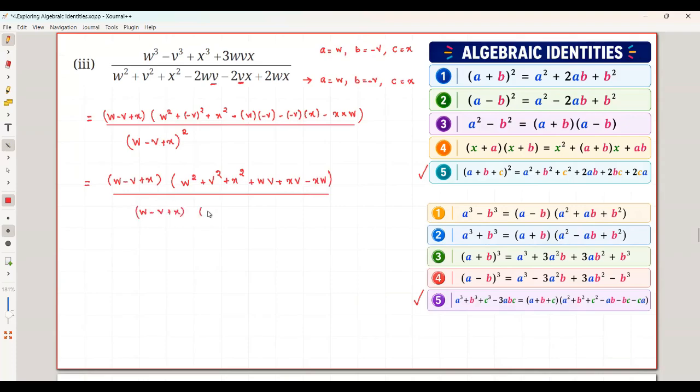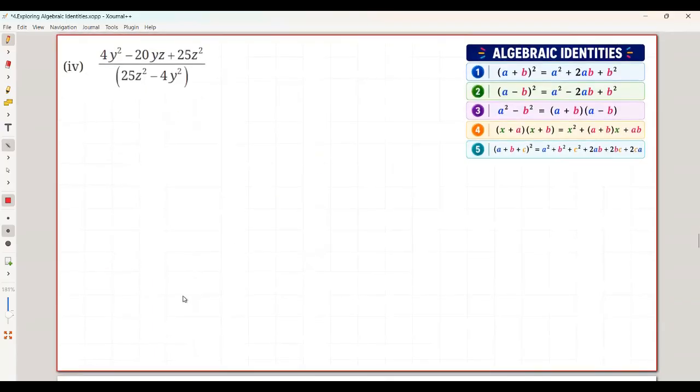So square means you can write it as 2 times W minus V plus X. Now W minus V plus X, W minus V plus X is getting cancelled. So balance remaining, this is the answer. W square plus V square plus X square plus WV plus XV or VX, both are fine, XV minus XW, just divided by W minus V plus X. Now this is the answer.